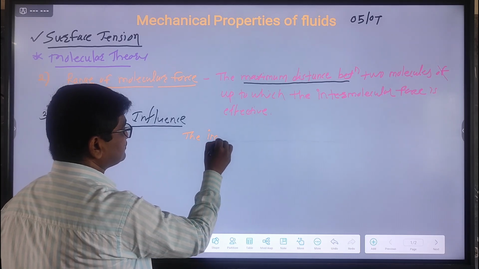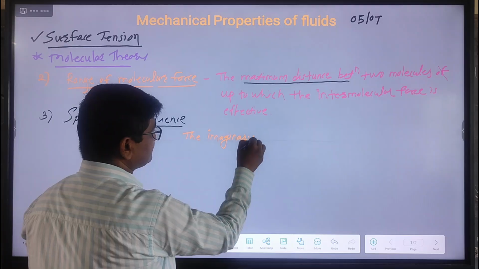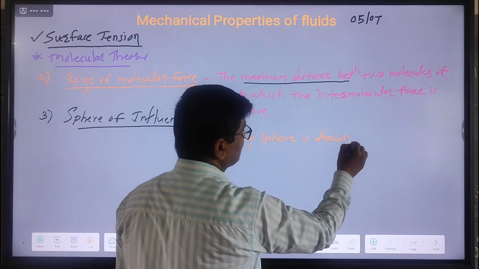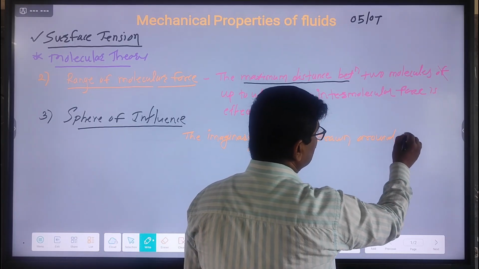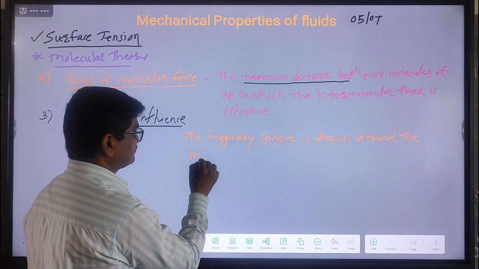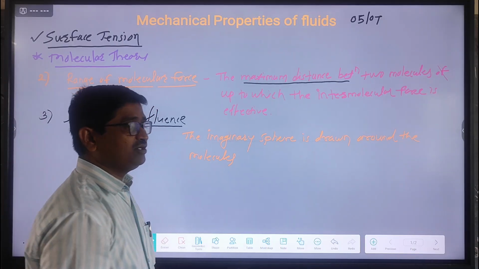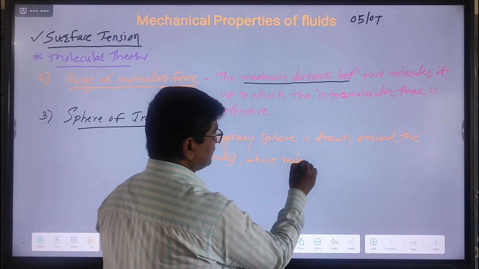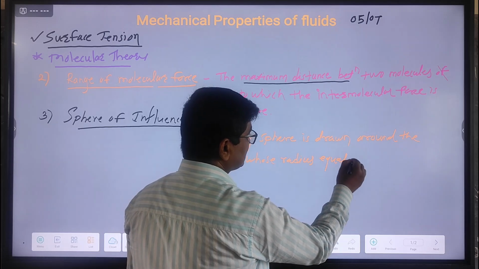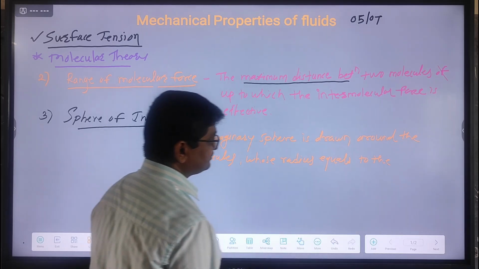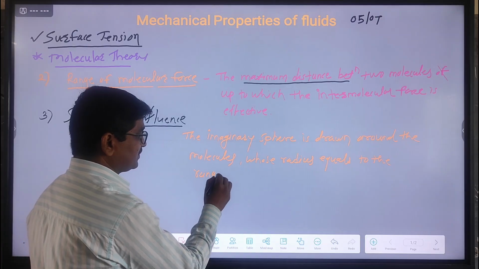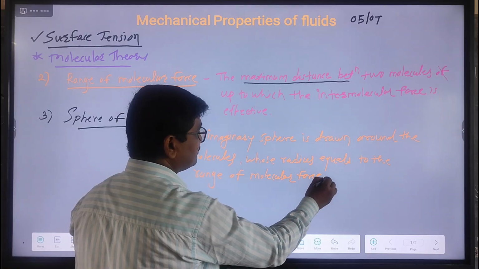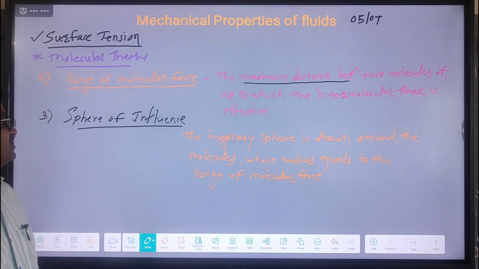The imaginary sphere is drawn around the molecule whose radius equals the range of molecular force. This is the definition of sphere of influence.